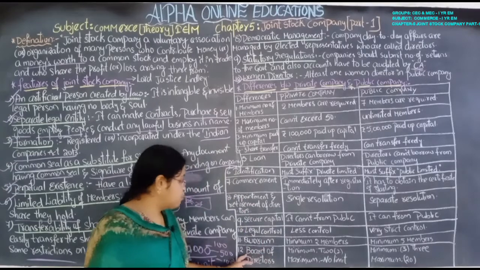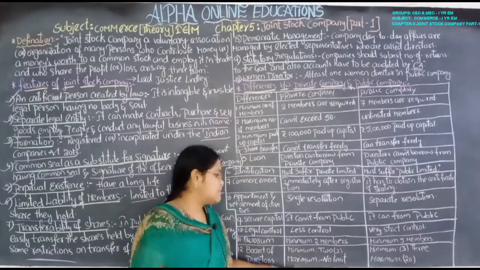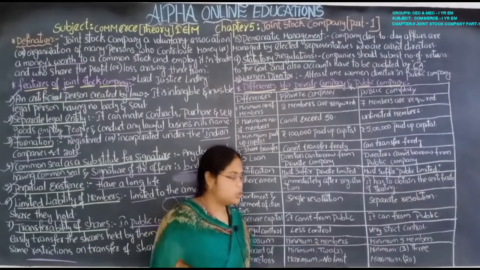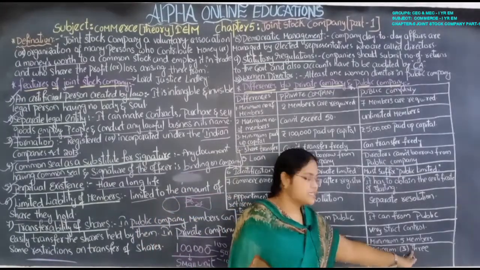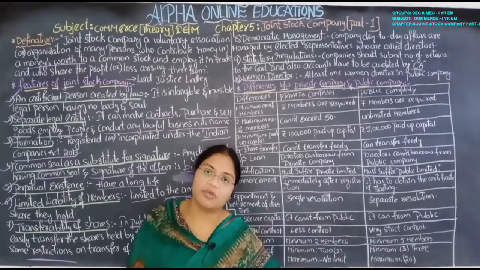Next, board of directors. In a private company, minimum 2 directors are required and there is no maximum limit. In a public company, minimum 3 directors are required and maximum 20 directors.